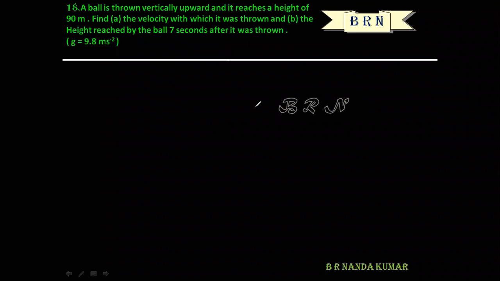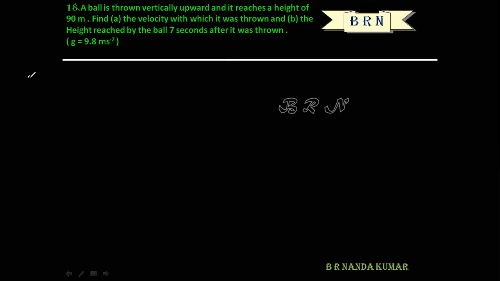Okay, the next numerical. A ball is thrown vertically upward and it reaches a height of 90 meters. Find the velocity with which it was thrown and the height reached by the ball 7 seconds after it was thrown. And here acceleration due to gravity is given as 9.8 meters per second square.